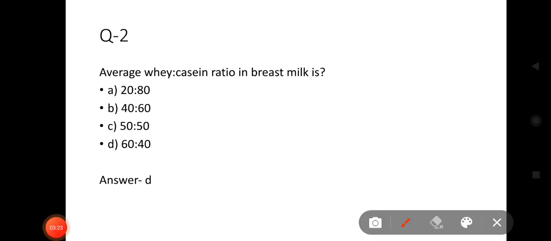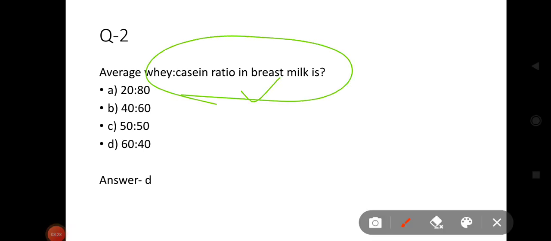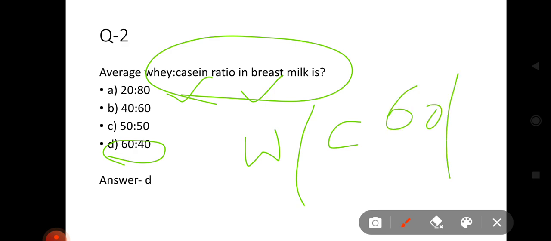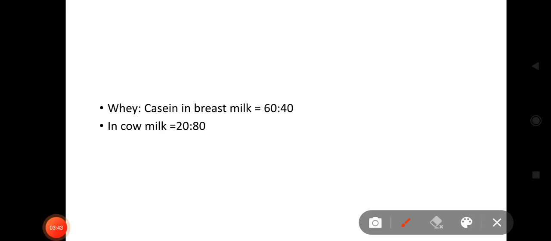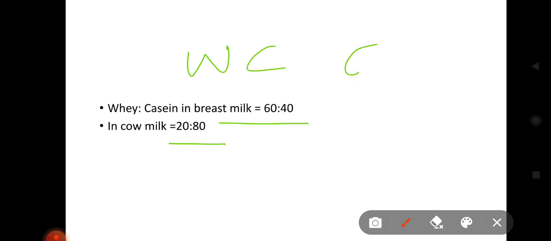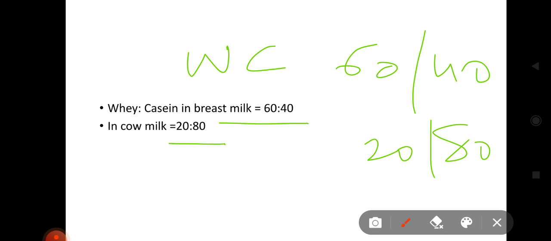Now the next question: average whey to casein ratio in breast milk. So the question is about breast milk and the ratio of whey to casein. The answer is D, that is 60:40. So the whey to casein ratio is 60:40 in breast milk, and for cow milk it's 20:80. So whey:casein 60:40 for breast milk and 20:80 for cow milk.